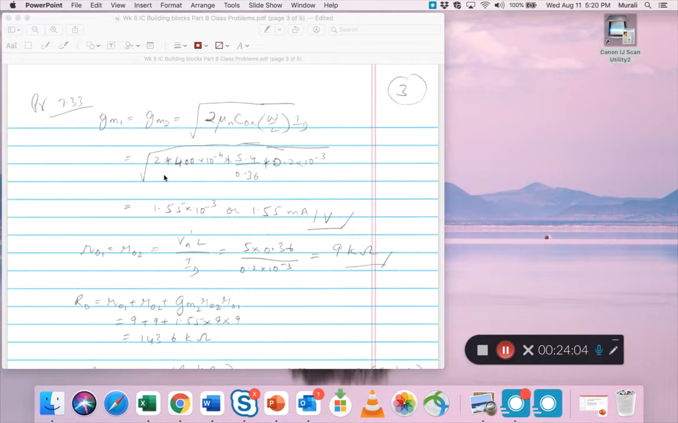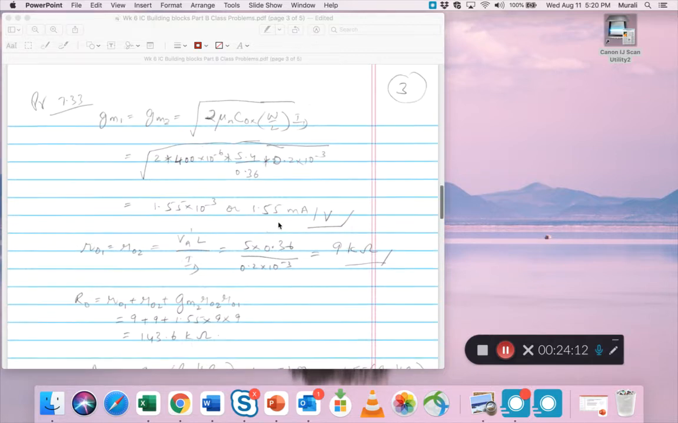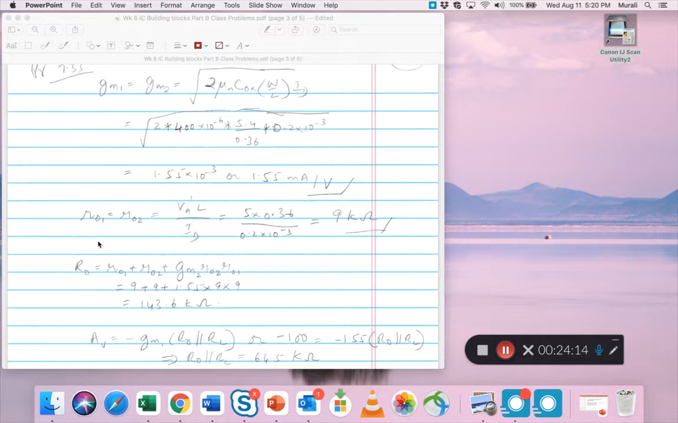So starting with GM1, which is also GM2, use this formula. Everything is given here, so you come up with 1.55. Next, we have the RO1 formula, which is simple: VA prime L by ID. So this comes out to be 9K.